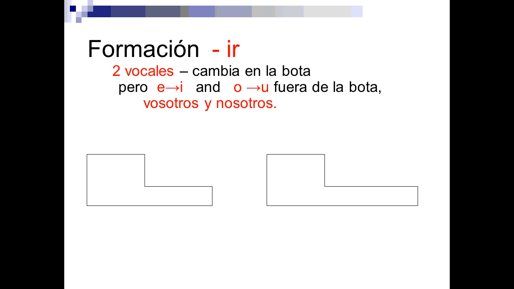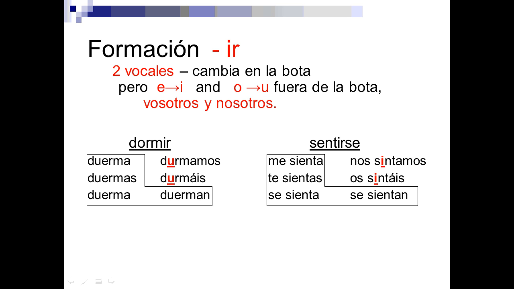Okay, dos vocales cambian la bota. So if you have two vowels, it changes in the boot, pero la E cambia hasta la I, y la O cambia hasta la U fuera de la bota, en la forma vosotros y nosotros. So, por ejemplo, dormir. Okay, dormir, we have a two vowel change in the stem, because that's what it changes in the yo form in the present tense. But when we would get outside of the boot, it's only one vowel change. But inside of the boot, it is two.